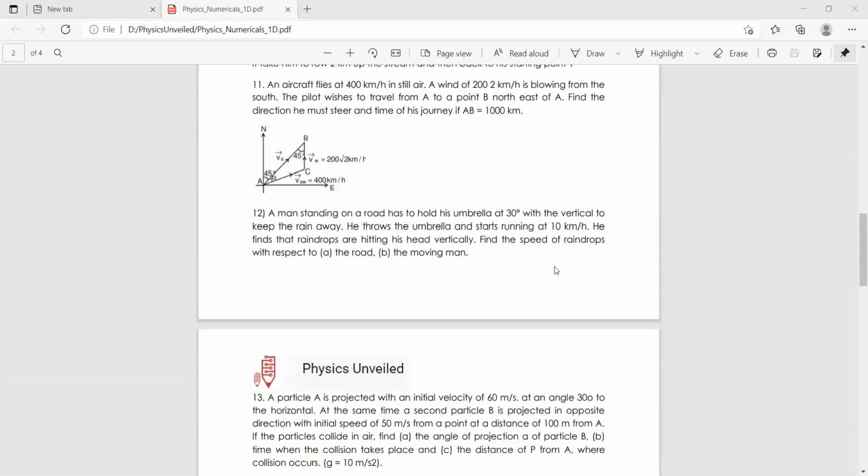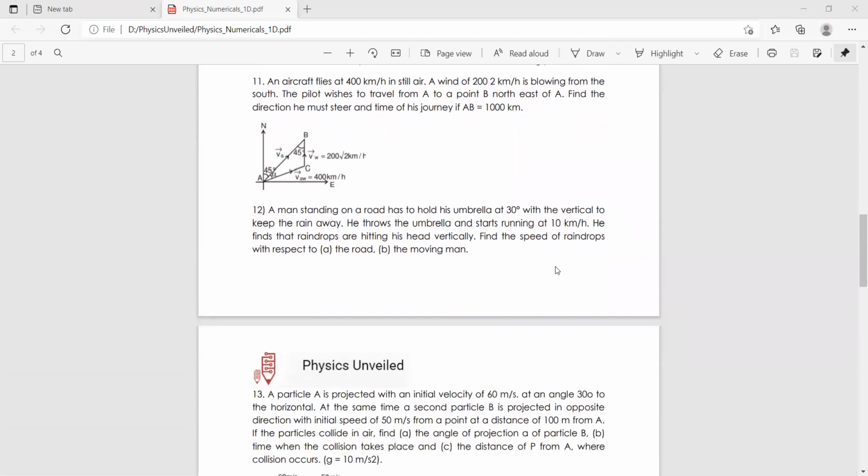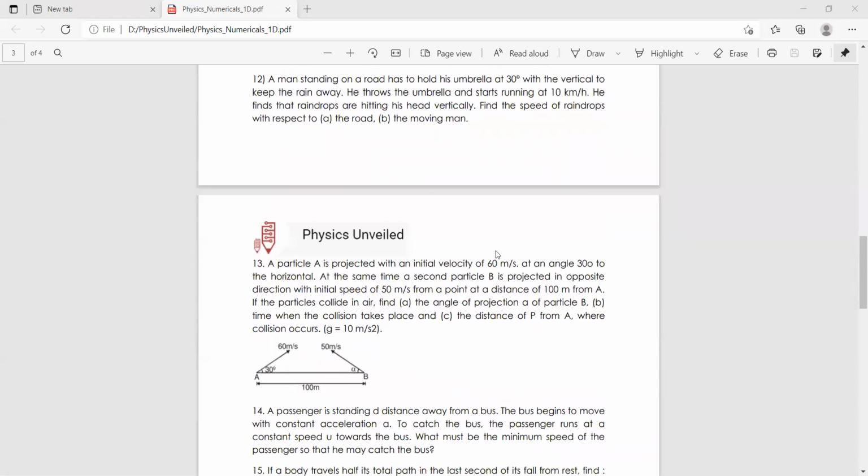So AB is given. 12th problem: a man standing on a road holds his umbrella at 30 degrees to the vertical to keep the rain away. He throws the umbrella and starts running. Then he finds that raindrops are hitting his head vertically. Find the speed of raindrops with respect to the road and the moving man. Again, it's a relative velocity problem, rain versus man. So please go through that video again and try to understand the concept, and come back to this if you are feeling any problem in order to solve it.